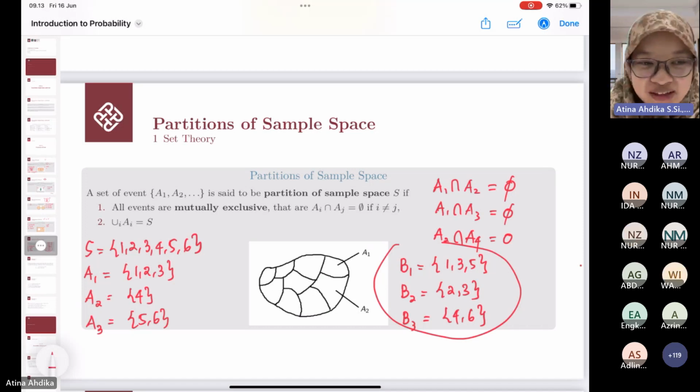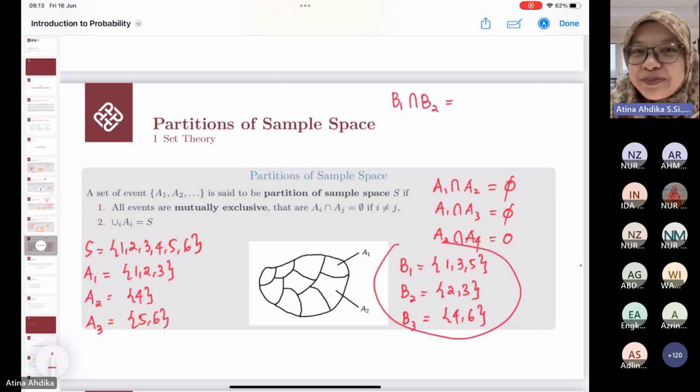Okay, so let's see. Do they fulfill these two requirements? For the first requirement, we have to prove that all of these events are mutually exclusive. So we have to prove that between B1 and B2, and between B2 and B3, and between B1 and B3 will have no intersection. And we can see here that B1 and B2, do they have intersection? What is the intersection between B1 and B2?